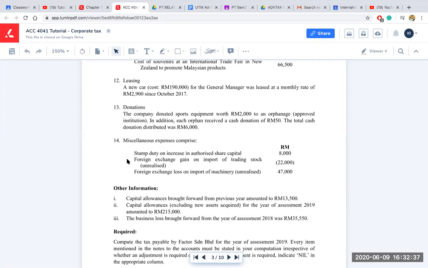Sebab that one is allowable under section 34. Section 34 kata donation is contribution to charity community project pertaining to education. Alright, so when they give you, dia bagi pada university education, dia boleh bagi benefit in kind. So whatever the value of the t-shirts ke, you all minta apa ke, whatever lah you all minta kan, dia bagi, that one is deductible.